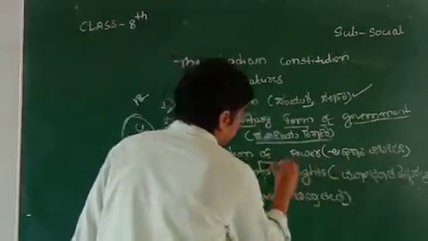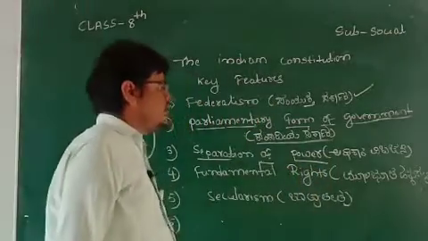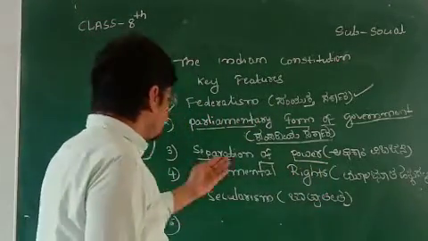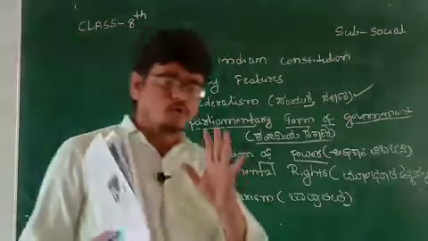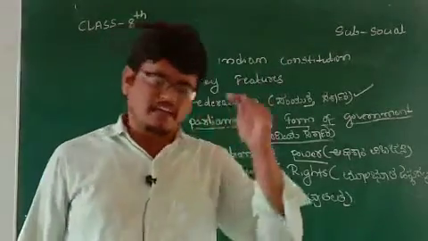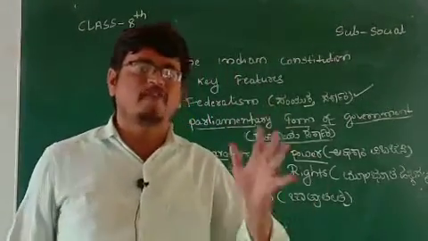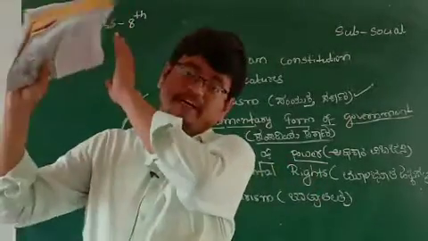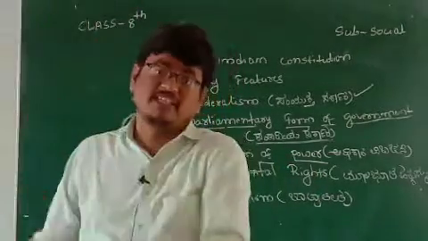Next, separation of power. It is called Adhikara Vibhajane in Kannada. What does separation of power mean? Two types of governments are there. The Karnataka state government has good power, and the central government also has power, so there is a separation of power.